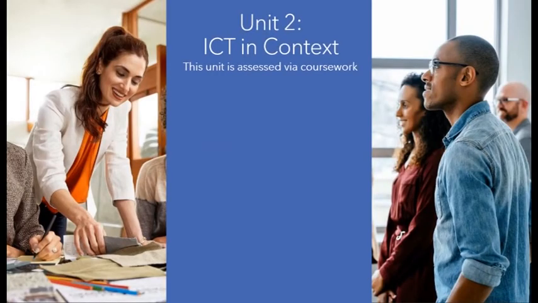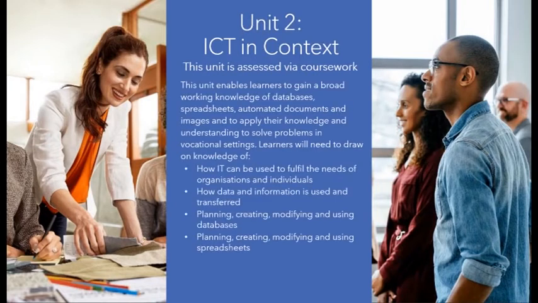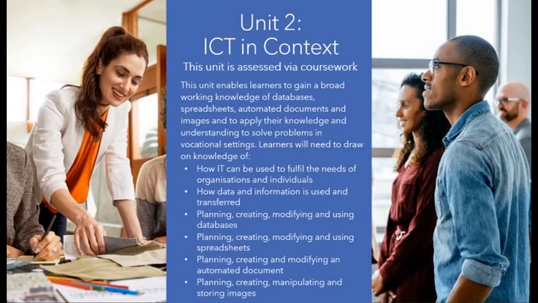Unit 2 is called ICT in Context, and this is assessed via coursework worth 60% of your grades. What we do here, you will be taught some new software or improving your knowledge based on what you've covered at Key Stage 3. And you will have to understand how the software can be used within different contexts. For example, how businesses may use databases or spreadsheets. So the software we will look at is databases, spreadsheets, automated documents and images.